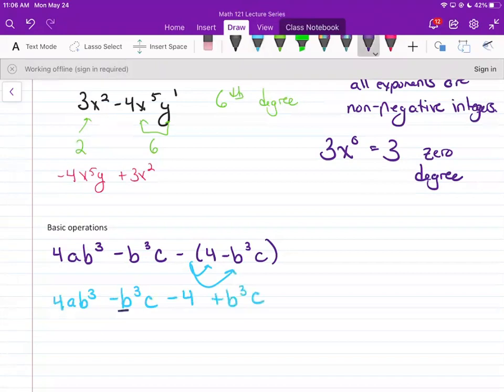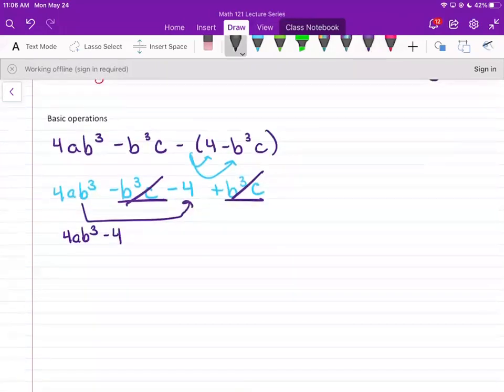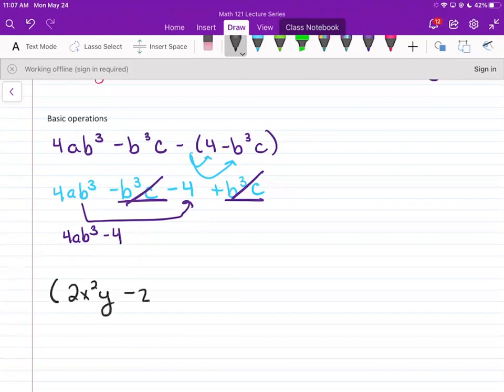The two like terms exist here. They cancel each other. These are not like terms, and so I leave this as 4ab cubed minus 4, which we will get into later how we can factor to simplify slightly. You do need to be able to multiply polynomials, or in this case, two binomials. For example, if I have 2x squared y minus z cubed times 4 plus 3z.